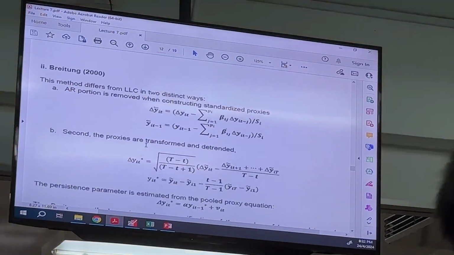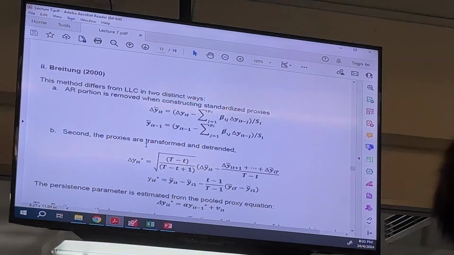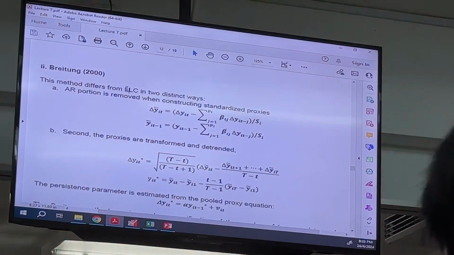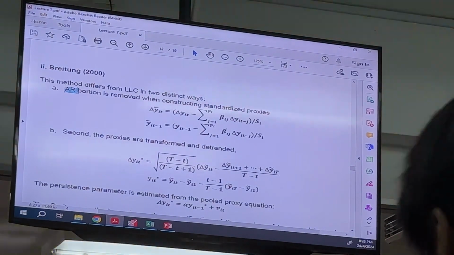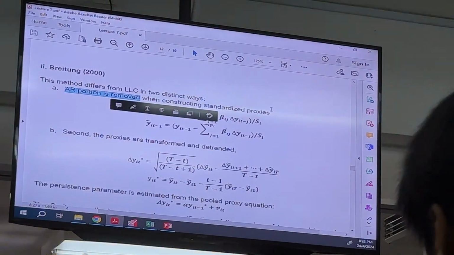Okay, then how about Breitung? This method, Breitung 2000, is different from the LLC in two ways. The first one is that the AR portion is removed, so you cannot see any autoregressive portion in the Breitung statistic. Just previously, there was the AR portion, the autoregressive portion, this one.